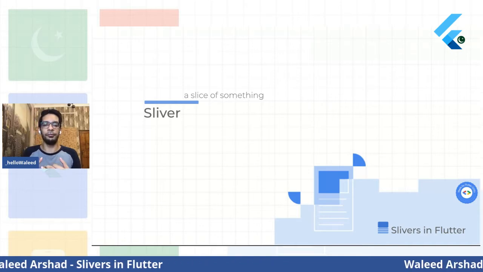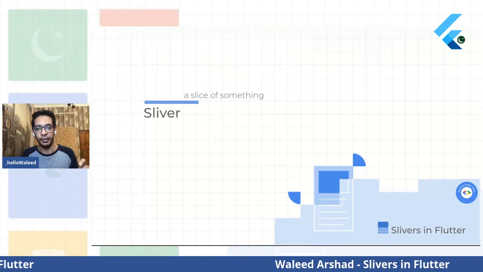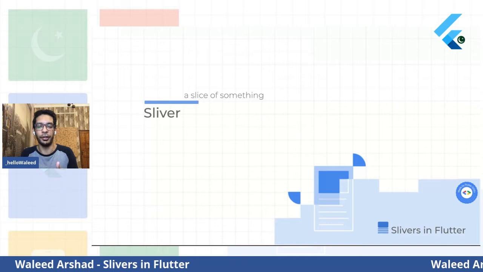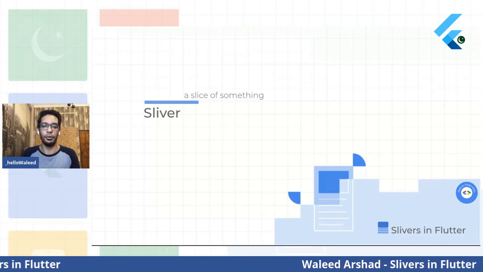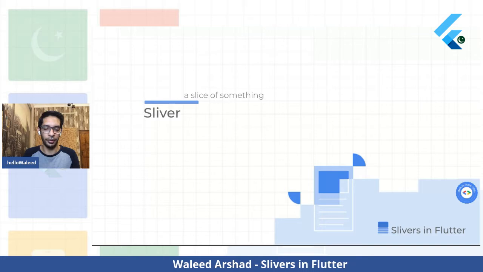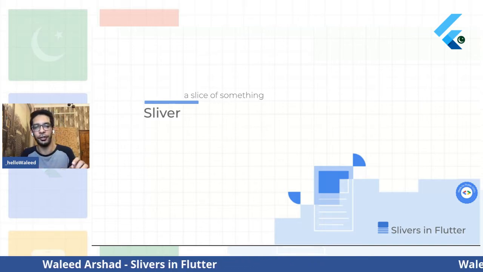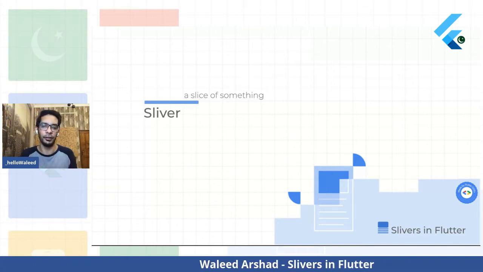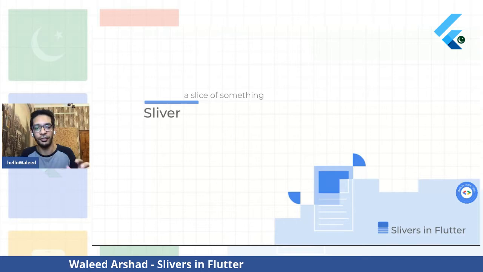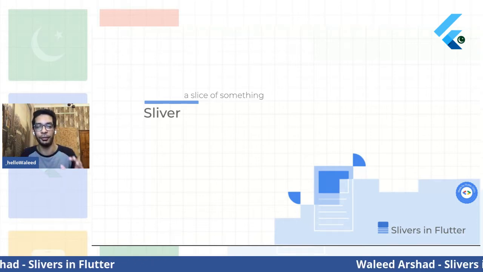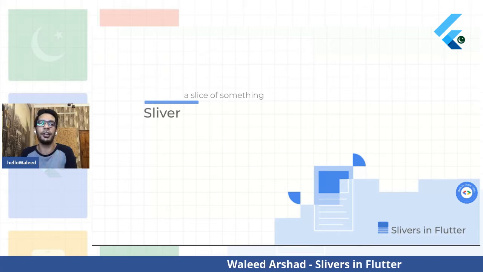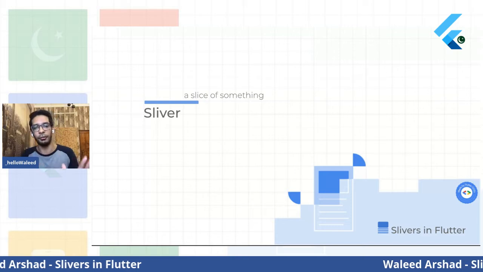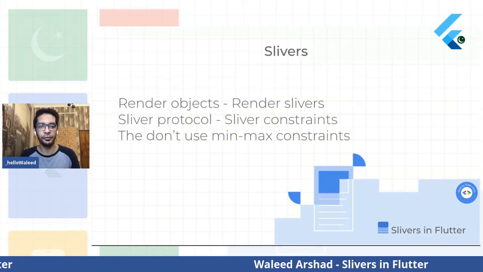To define a sliver in a single phrase, according to Ian Hickson, the lead for Flutter development at Google, if you go and look at his talk, he says one phrase: a sliver is a slice of something. It can be anything. So it's basically a slice. Remember this: a sliver is a slice of something. If you remember this, you will understand everything that goes on in this talk further and in the code as well. Just understand this for now.